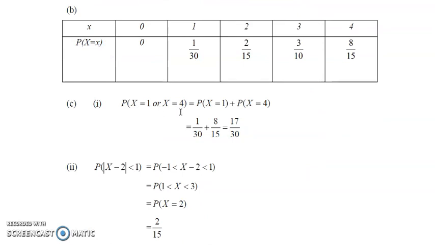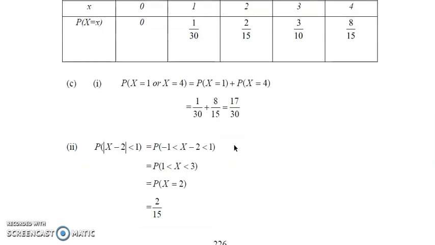So you can get it directly from the table itself. x equal to 1 is over here and x equal to 4 is over here. So you'll have 70 over 30 here, and in between, you'll have the probability of the modulus of x minus 2 being less than 1.